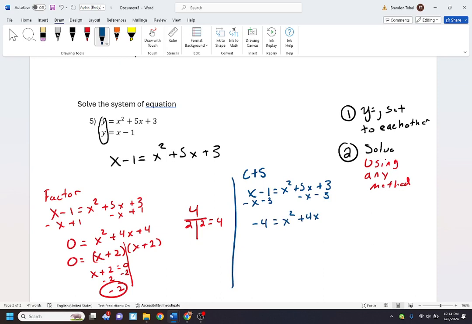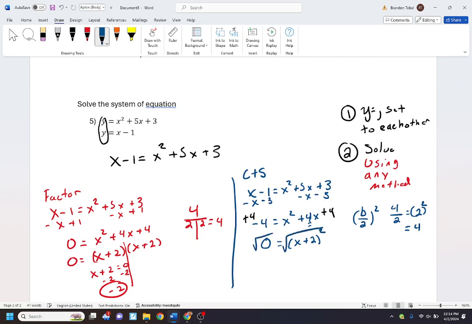And this one, I'm going to complete the square, which is b over 2, and then square it. So I'm going to take b, which is 4 in this case. 4 divided by 2 is 2, and then square it, which ends up being 4. So I'm going to add 4 on this side, and I'm going to add 4 on this side. In this scenario, this is going to be 0. And I'm going to rewrite this as x plus 2 squared.